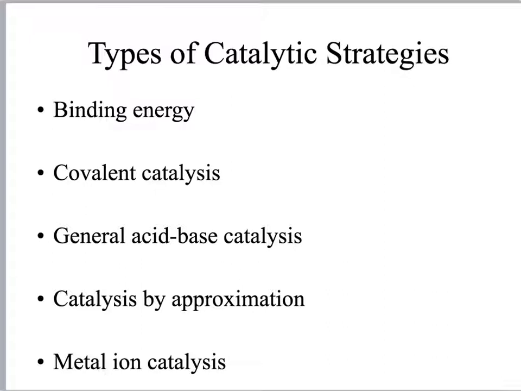It's important to keep in mind that binding energy because we're trying to interact the substrate and the enzyme and do so in a position where we're lowering that energy that it takes to do so. But again, the actual types of catalytic strategies that we need to define are these 4 right here: covalent catalysis, general acid-base, catalysis by approximation, and metal ion catalysis.